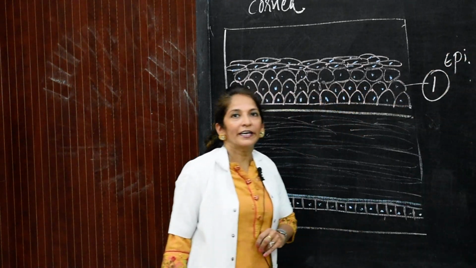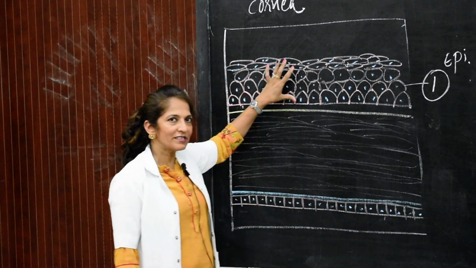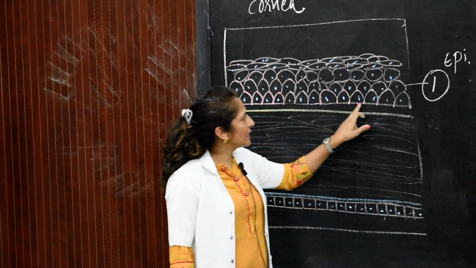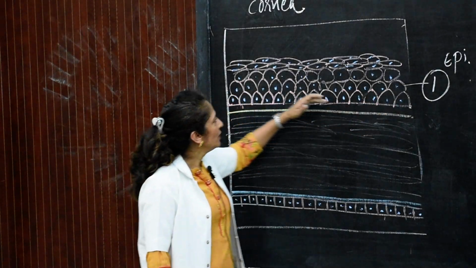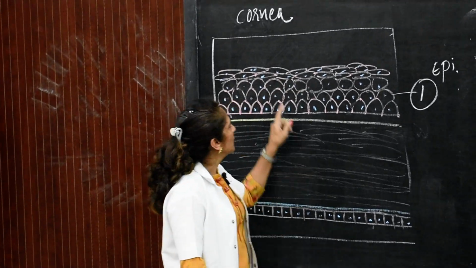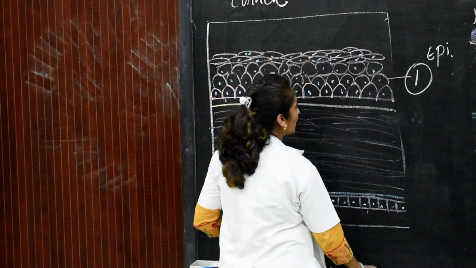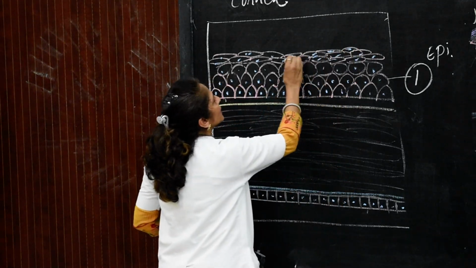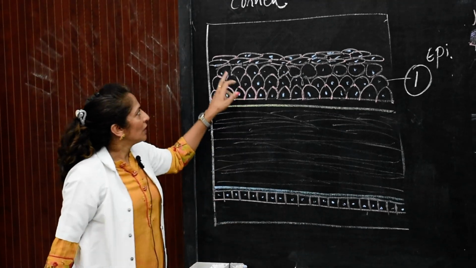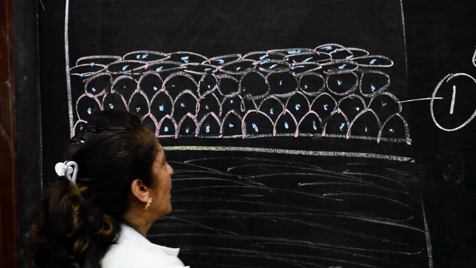That is the non-keratinized stratified squamous epithelium. The characteristic of this epithelium is basal cells are cuboidal in nature, then 4 to 5 layers of round or ovoid cells, and most superficial cells are squamous in nature and they are having flattened nuclei. So, non-keratinized stratified squamous epithelium.